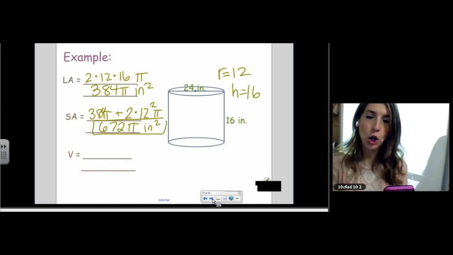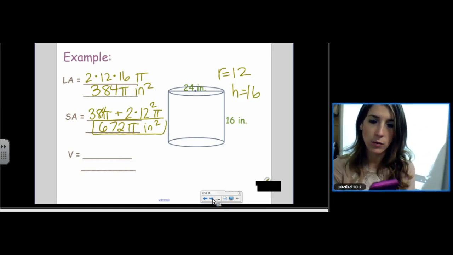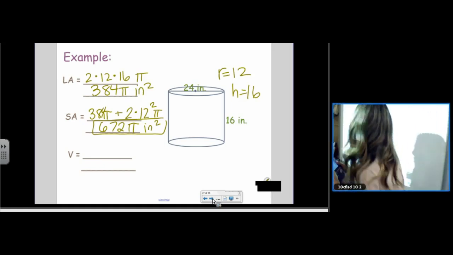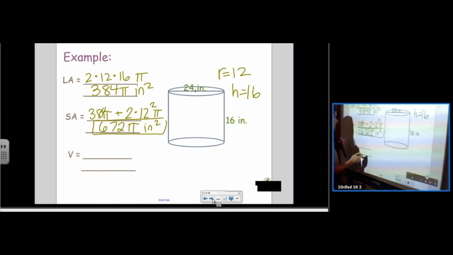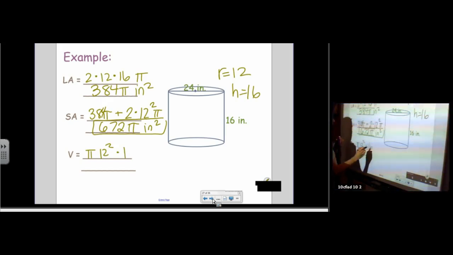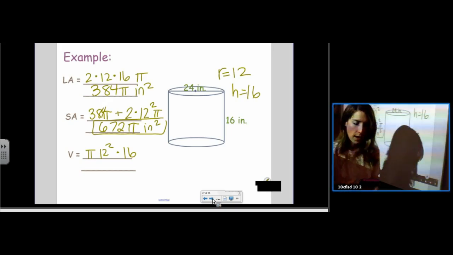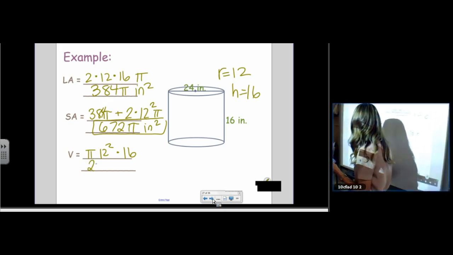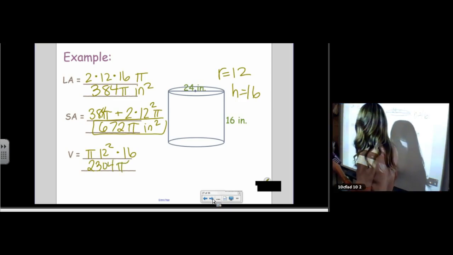And my favorite formula, volume, because of its simplicity, base times height. So the base is pi r squared times, not plus, height. So I'm doing 12 squared times 16. Very large volume here. Cubic inches. Volume is always cubed.